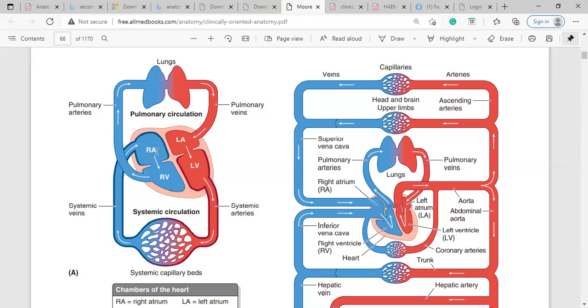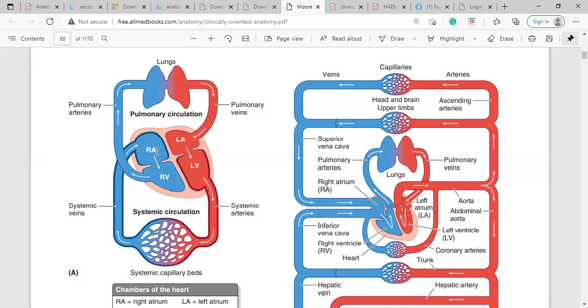Okay. So from this diagram, you see two different colors, the blue and the red. What does the blue color stand for? Deoxygenated blood. And the red stands for oxygenated blood. Okay. So in which chambers of the heart will you find deoxygenated blood? In the right atrium and the right ventricle. So the right side of the heart contains deoxygenated blood. And why is this blood deoxygenated?